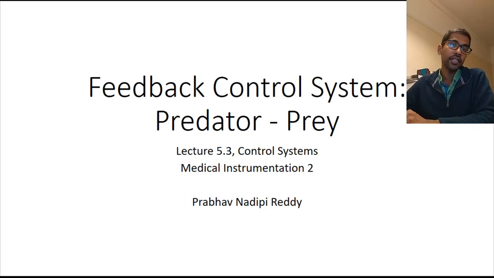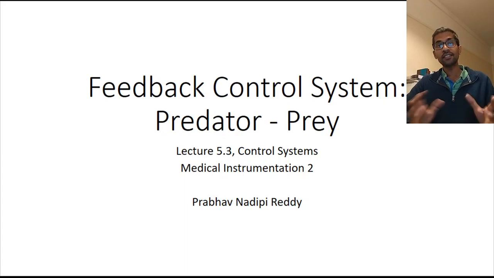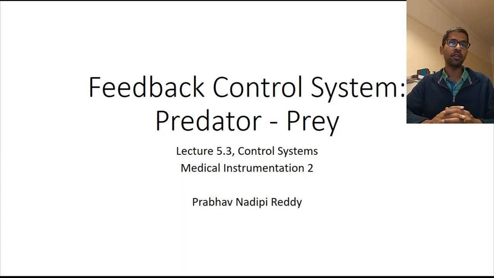Let's continue thinking about control systems and look at a feedback control system. We'll just take a look at what that means. In this feedback control system, I want to look at predator-prey relationships. If you have studied some kind of ecology, you will know that there is a relationship in an ecosystem between how many predators there are and how many prey there are.